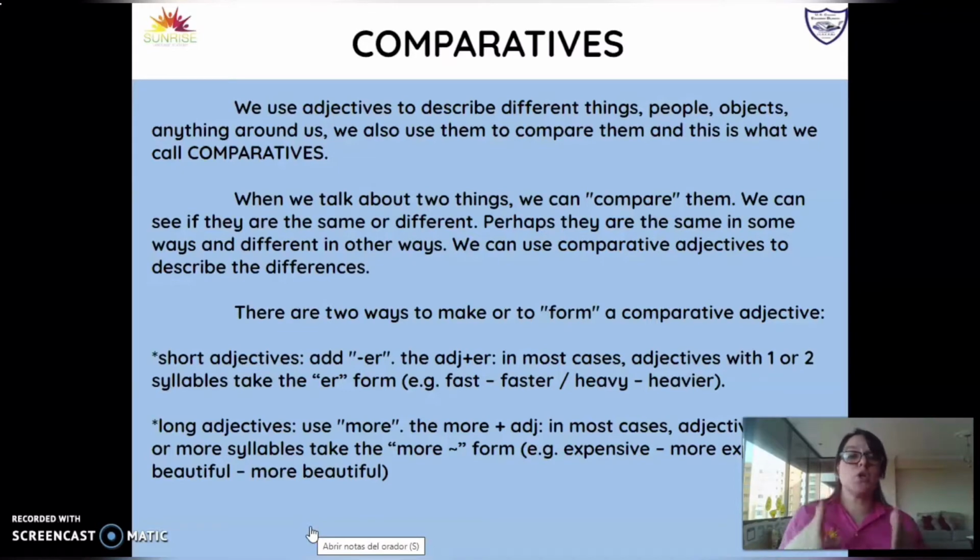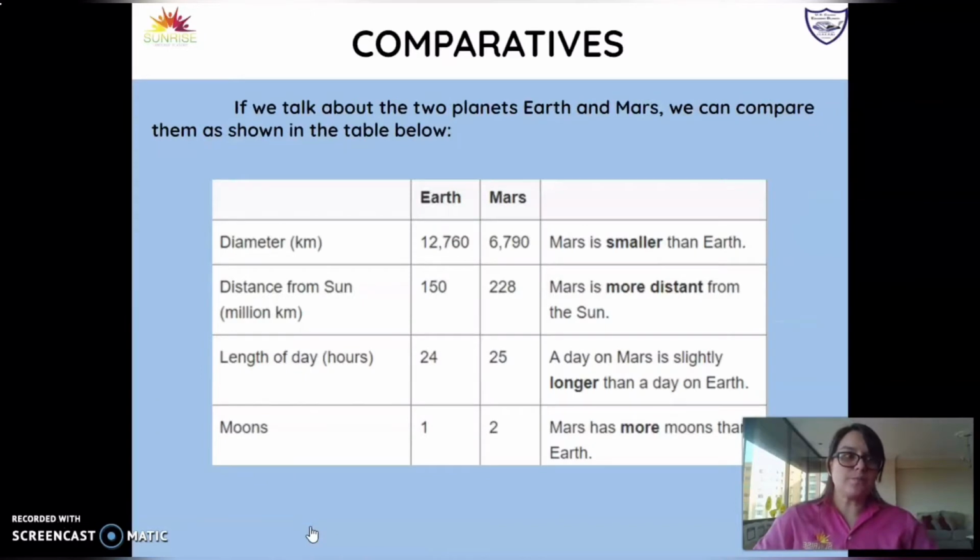When we're talking about two things and saying that maybe one has a characteristic that the other doesn't have, that's a comparative, okay? We can use adjectives to describe the difference between two things, so we're comparing them. There are two ways to make the comparatives. The first one is adding the termination ER to the adjectives, and the second one is adding the word more before the adjective, okay? So we're going to look in depth at how we're going to use those two.